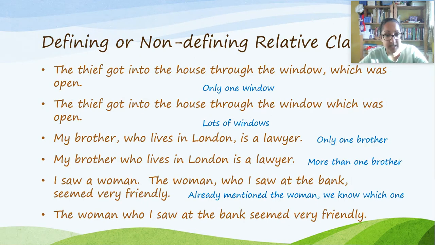Whereas in the second example, the woman who I saw at the bank seemed very friendly. Here we need to define which woman because we haven't mentioned her before. Okay.